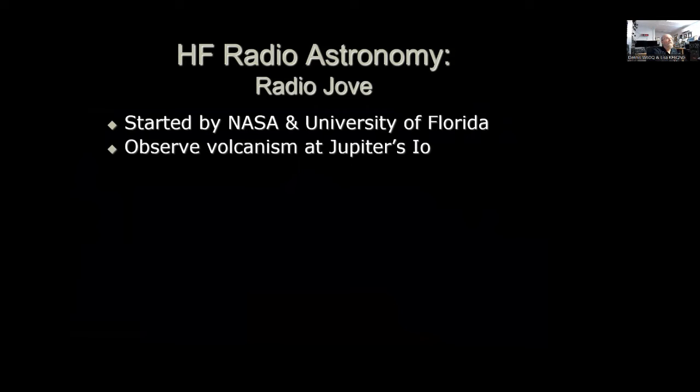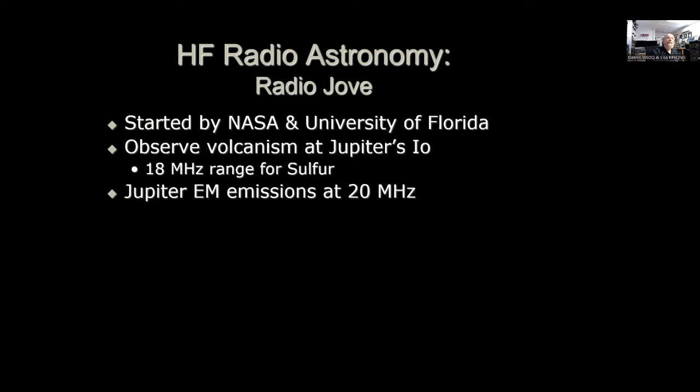But it turns out there's other things you can discover with this. So they're looking at the volcanism. Now, these are sulfur volcanoes on the surface of Io, and they emit radio waves at 18 megahertz. That should be pretty easy for us to hear. You know, if we're in a quiet location, we've got a general coverage receiver, 18 megahertz is a piece of cake. But there's more. 20 megahertz.